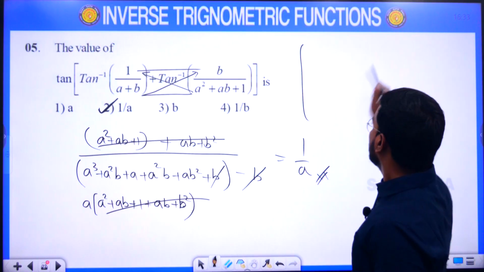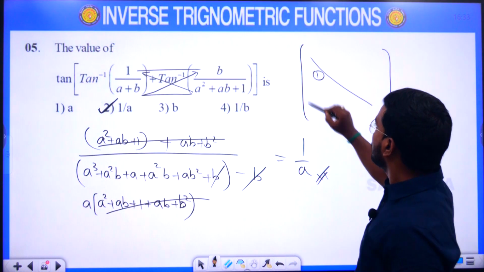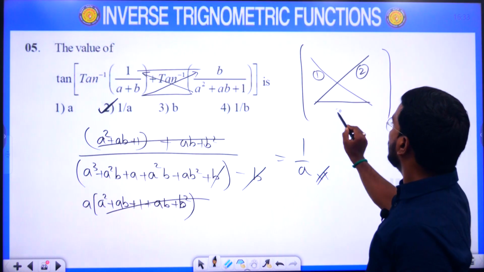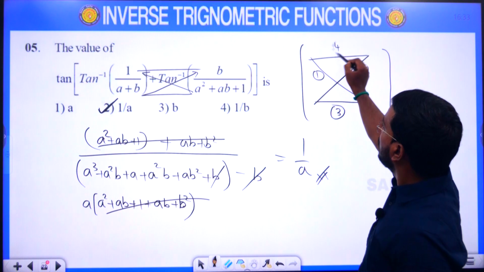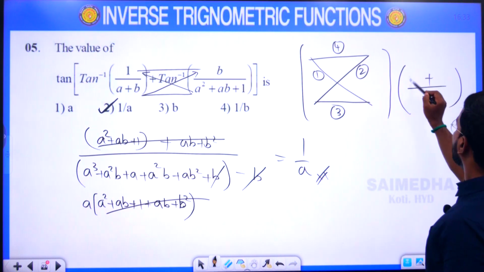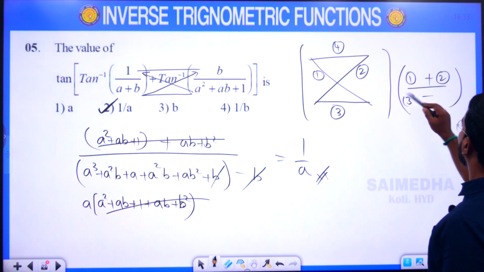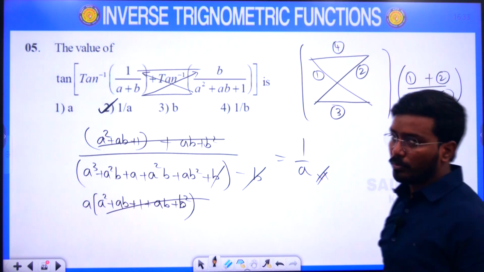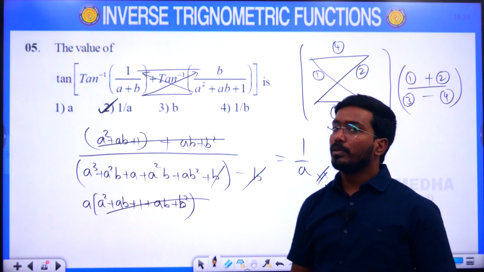Cross method again. What is the cross method? This is first multiply, this is second multiply, this is third multiply, denominator, denominator, numerator, numerator. In the numerator we are going to write plus. In the denominator we are going to write minus. This is first multiply, this is second multiply, this is third, this one is fourth. Cross method we are going to use. In the previous problem also we used the same method.